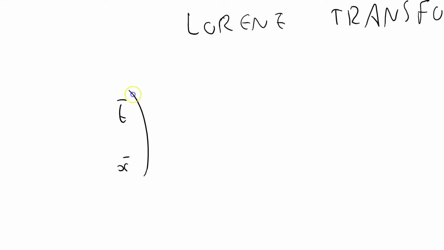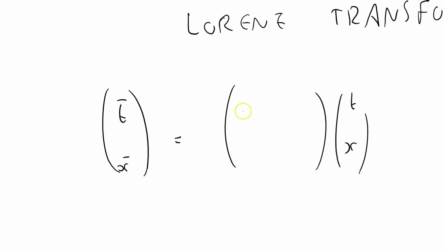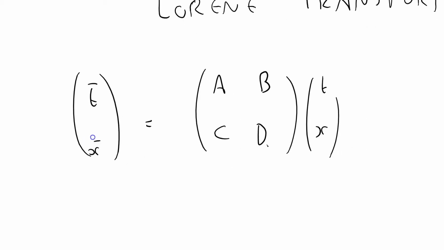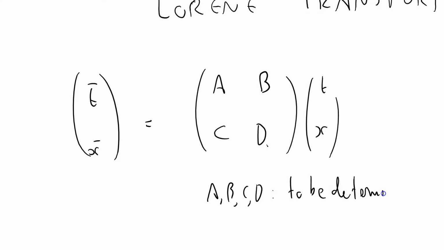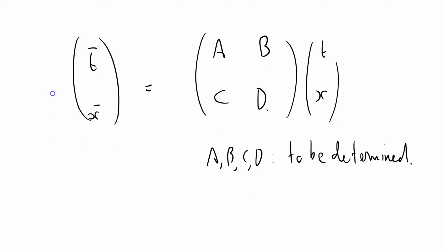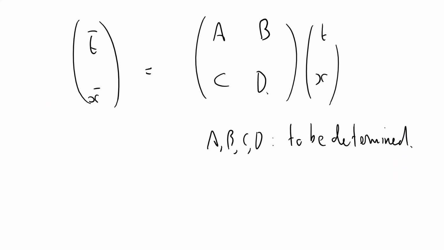t bar, x bar equals some function of t and x, and I'm going to map it onto a linear matrix A, B, C, D. Uppercase, you'll notice, because if I use lowercase you'll think that C is the speed of light and it'll drive you nuts. A, B, C, D to be determined. I'm going to find out what they are. The way I'm going to do this is by choosing very, very simple vectors and transforming them to see what they look like.